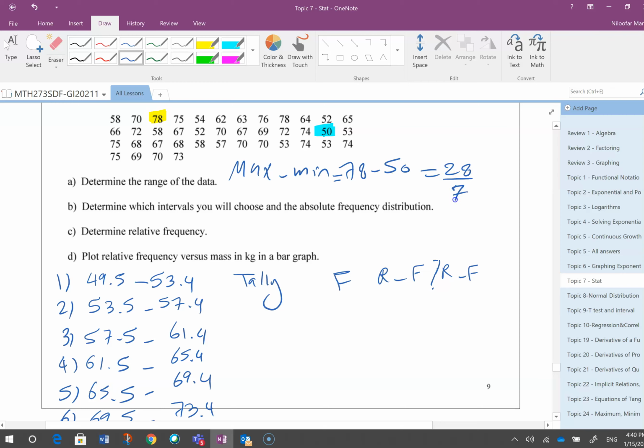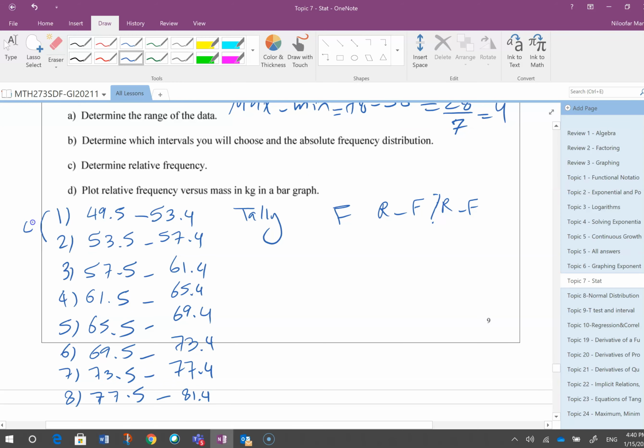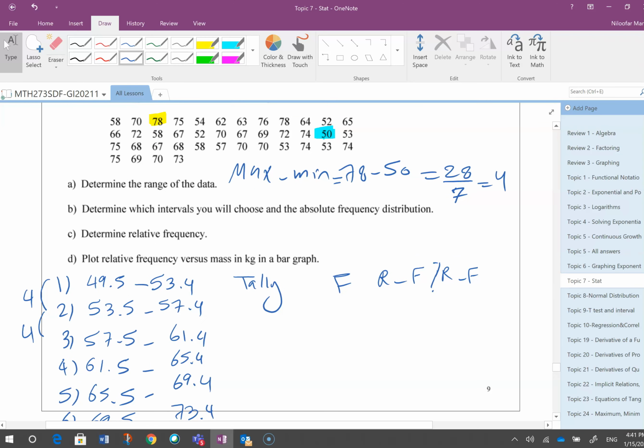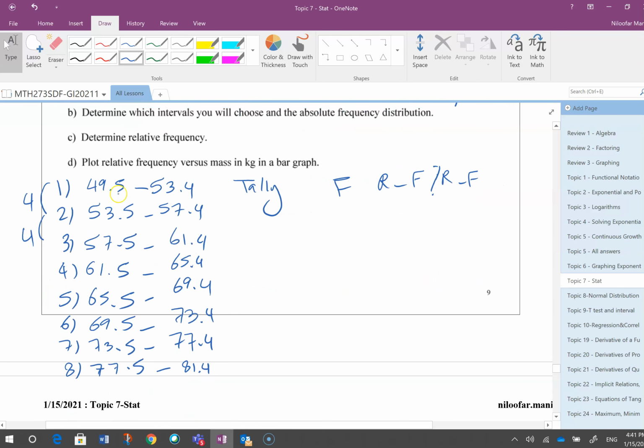I divide by 7 because it's easier. That gives 4, so I jump 4 by 4. If I start, I do 4 by 4. So what do I start from? I start from 49.5, because I start from a little bit less than 49.5. Then I jump 4 by 4. From here to here, I jump 4, 4, 4, 4, 4, 4, 4.